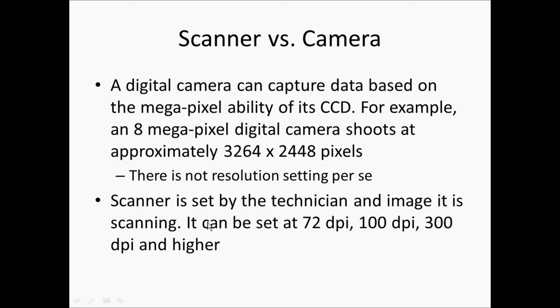So a couple more notes about a scanner versus an overhead camera. A digital camera can capture data based on the megapixel ability of its lens. So if you have an 8 megapixel digital camera, it'll shoot at a certain size. There isn't a resolution per se, so with a camera, you don't set it up in dots per inch.